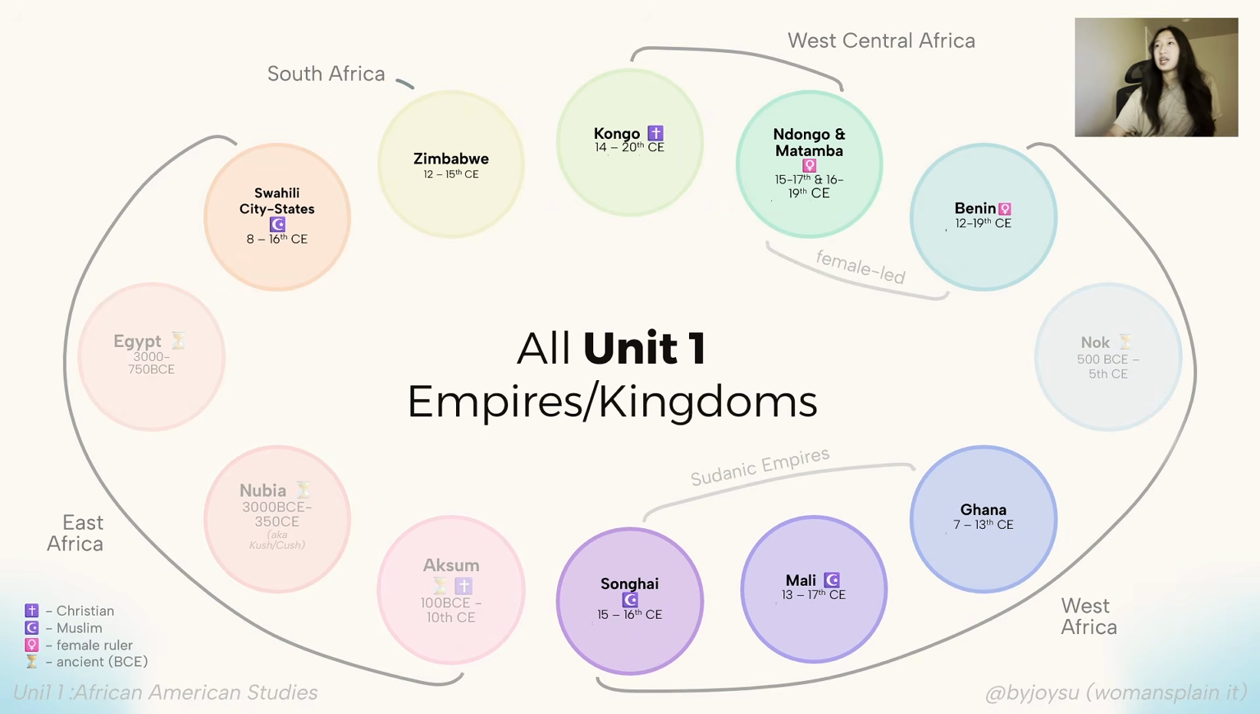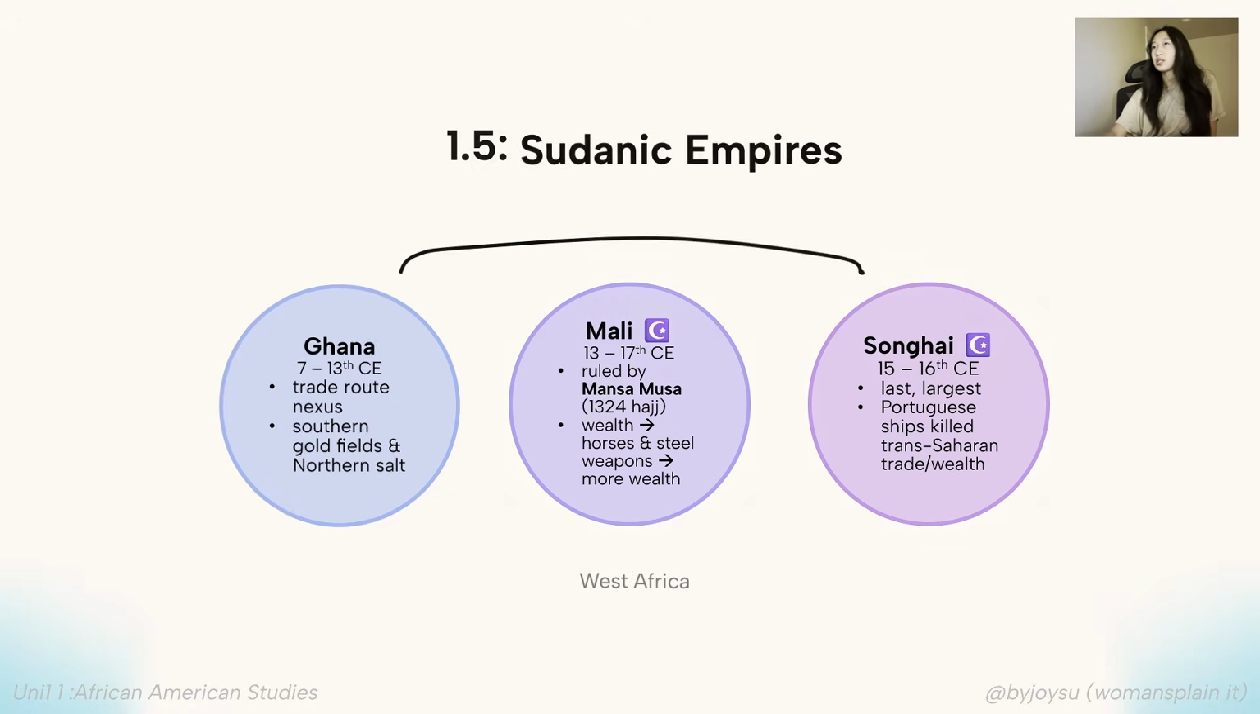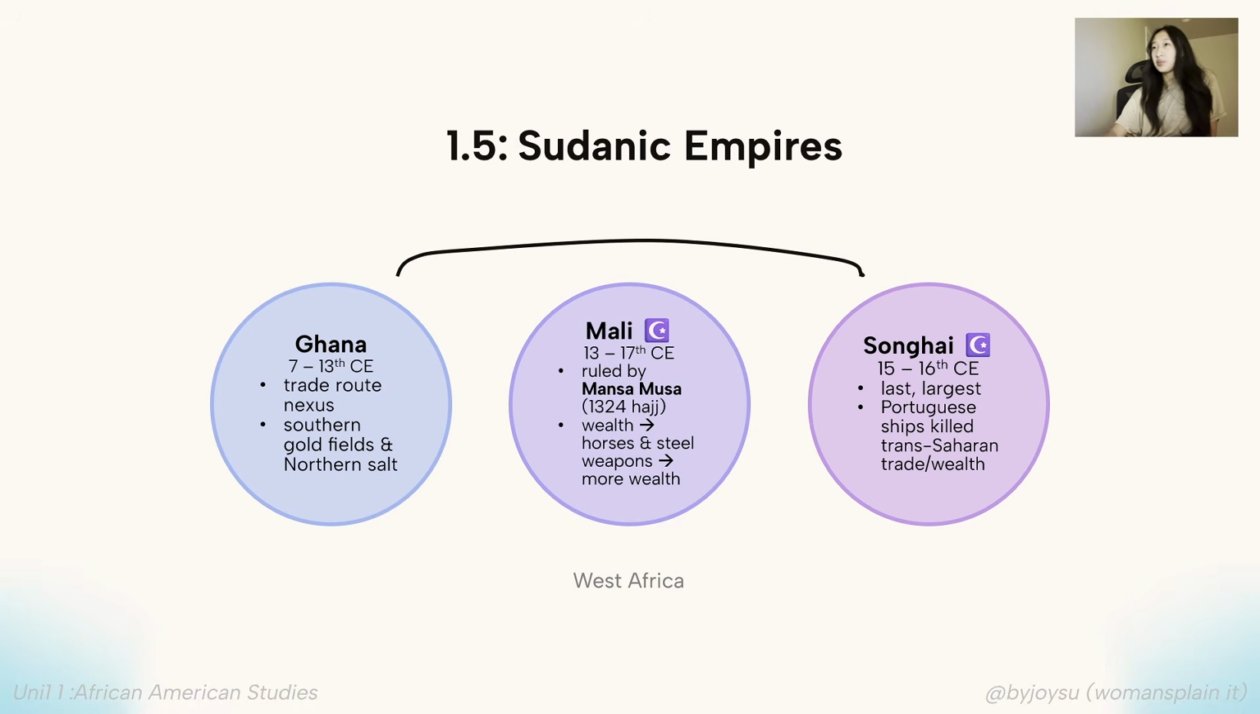Congrats! That's everything that College Board labels as ancient. We run West Africa with a knock, but we're going to knock out the rest of those with our 3 Sudanic empires. So Sudanic comes from an Arabic word which literally means land of the blacks. Not great. Sudanic empires are in Western Africa, right along the Niger River.